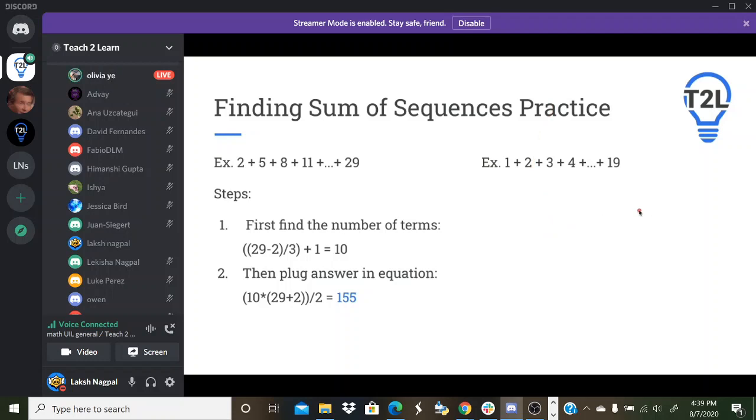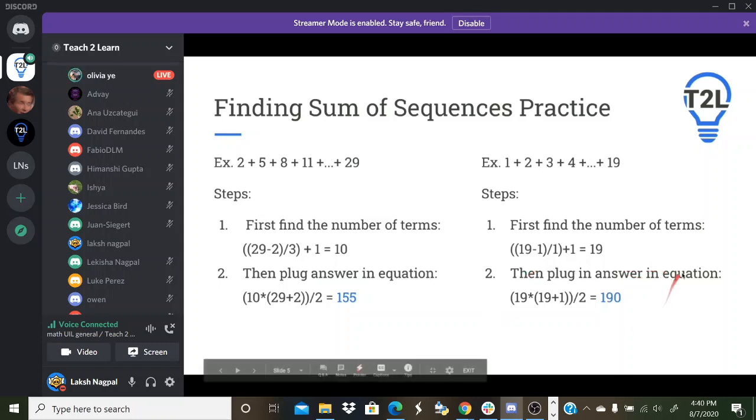So look at the steps. First, we're going to find the number of terms. So the last term minus the first term, you get 18. And the step size is just 1, so you divide by 1. You add 1. 18 plus 1 is 19. Then you plug in the answer to the formula. The number of terms is 19 times the first plus the last term. Then you divide by 2 and you get 190. Good job, guys.